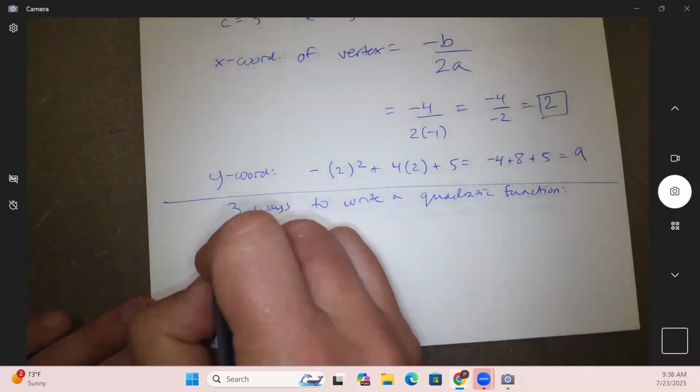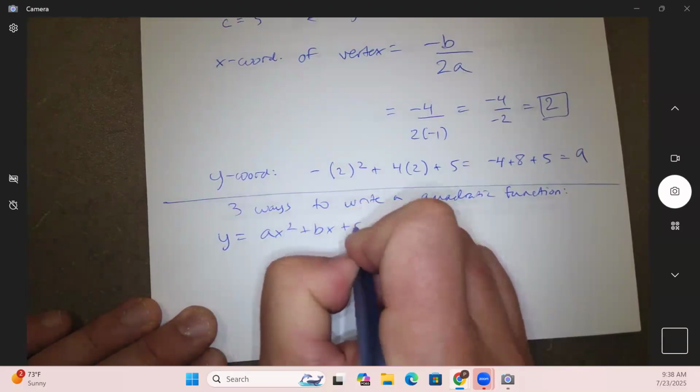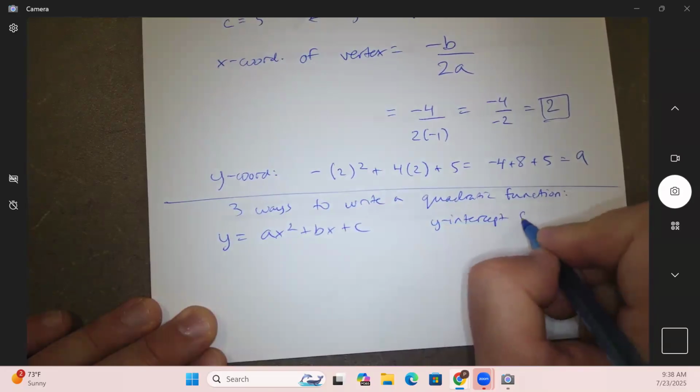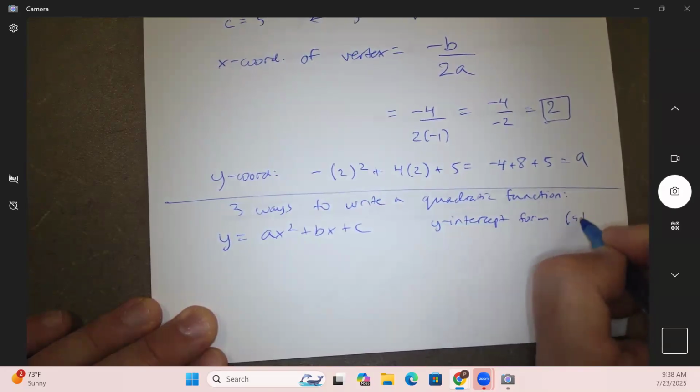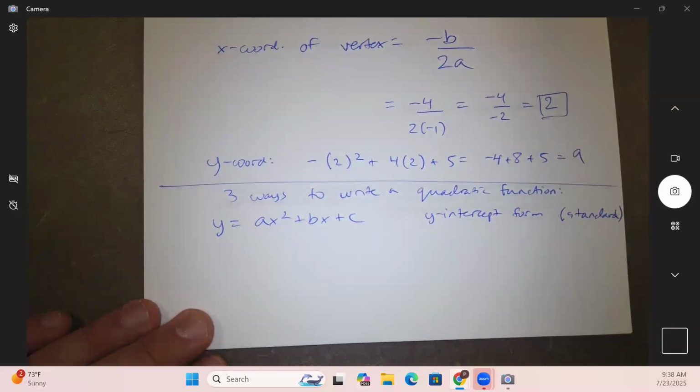The first way is y equals ax squared plus bx plus c. I call this y-intercept form. You probably know it as standard form. There's my y-intercept right there, the c.